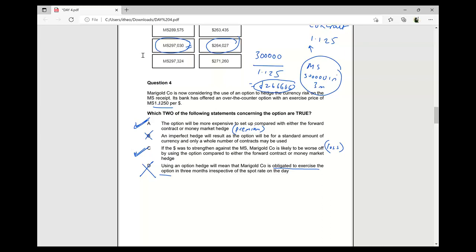Part C, Mr. Zarshan. You see, if you read the question number 4 statement, the options have a price of 1.125. I'm receiving 300,000 shillings. If I use the option, I will get 266,666 through this rate. But if the dollar strengthens further, then obviously I will get a loss, because I have fixed the rate at 266,666. If the dollar strengthened, I would have received more money. Option A, Sana, is just the disadvantage of option, that it's more expensive than others.